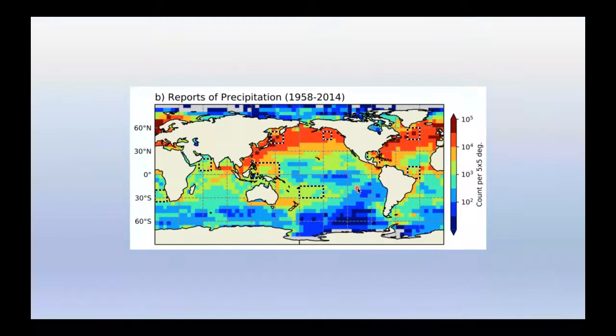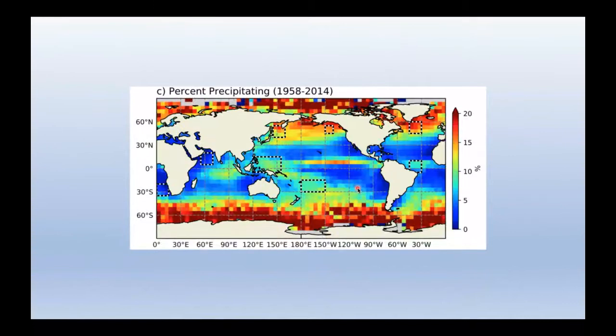But ultimately, what you want to see is the ratio between these previous two. There's the total, and there's the number of reports of precipitation. The ratio of those two is this plot right here. And it actually doesn't look too bad.